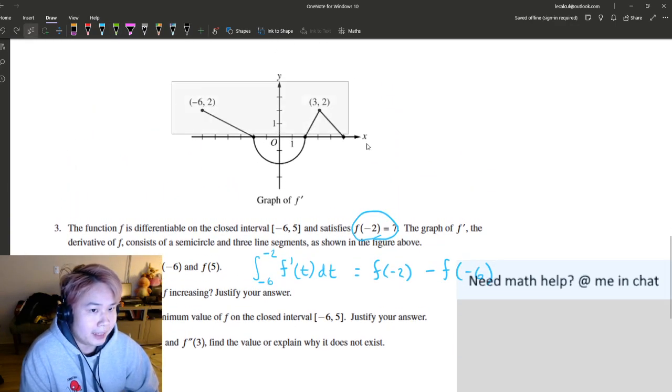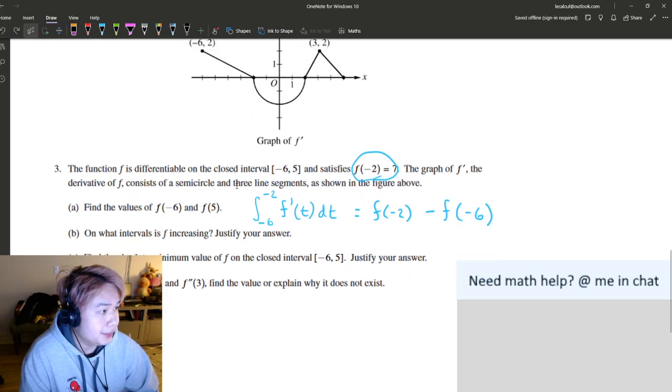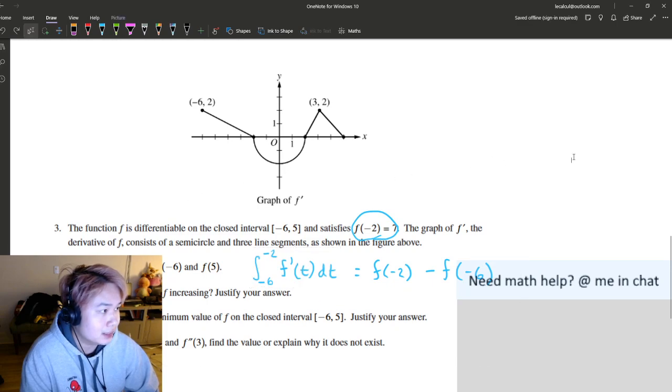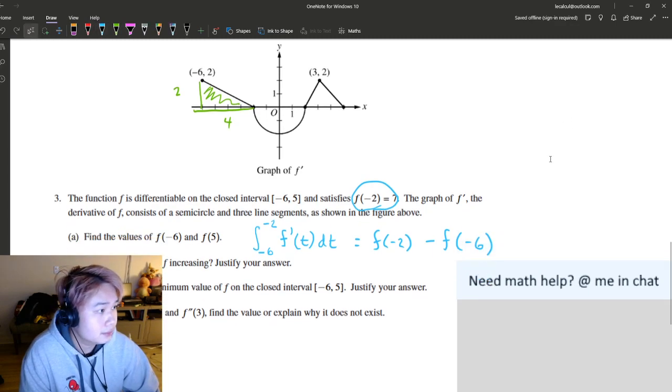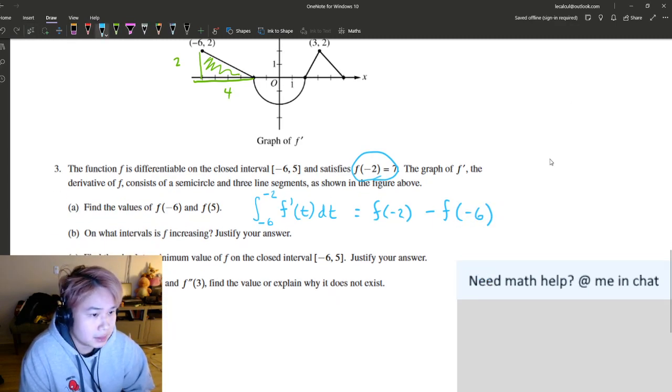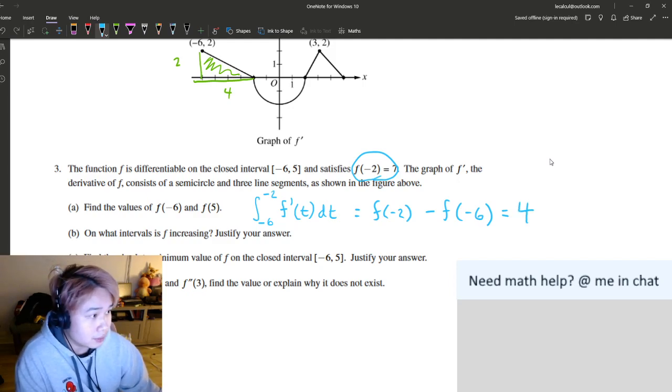We also have a graph, and I know that the integral of whatever is just the area from negative 6 to negative 2, which is just the area of this triangle, right? So this has a height of 2 and a base of 4. So I know that this is just the area of the triangle, which is 2 times 4 divided by 2, which is 4.